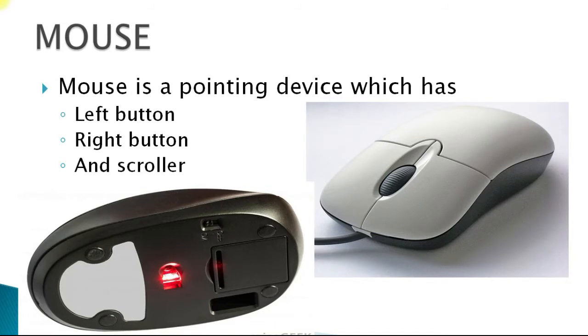Let us discuss the mouse. Mouse is a pointing device which has a left button, a right button, as well as a scroller key. When you perform an action with the left button, a left click, something will happen. Single click is possible with the left button, double click possible, triple click possible, quadruple click possible.